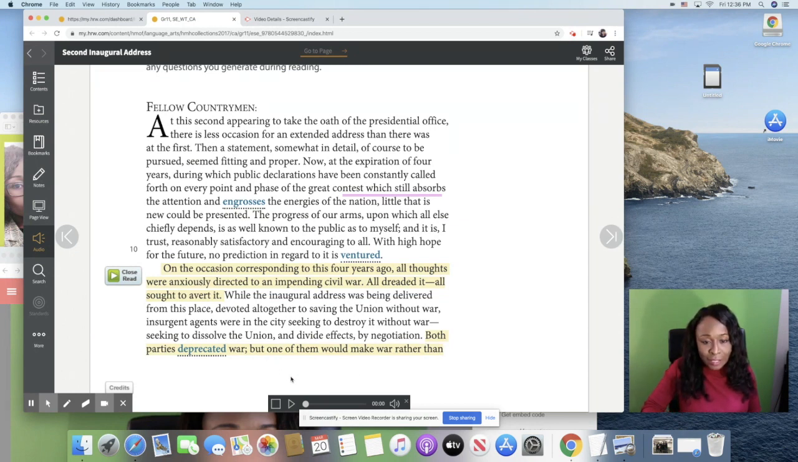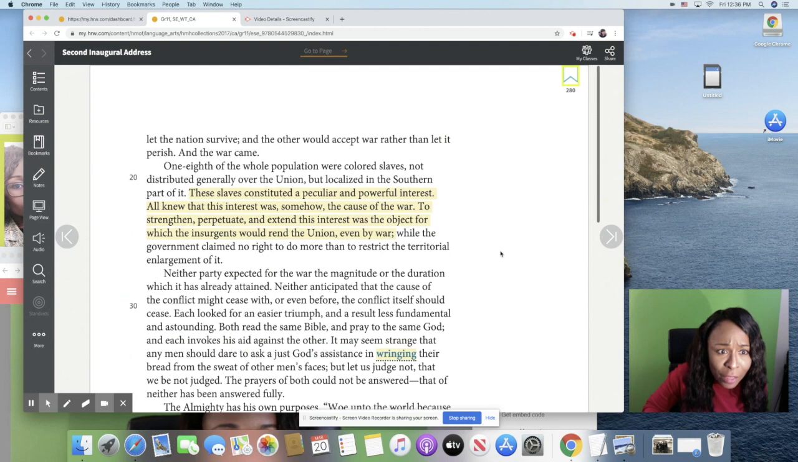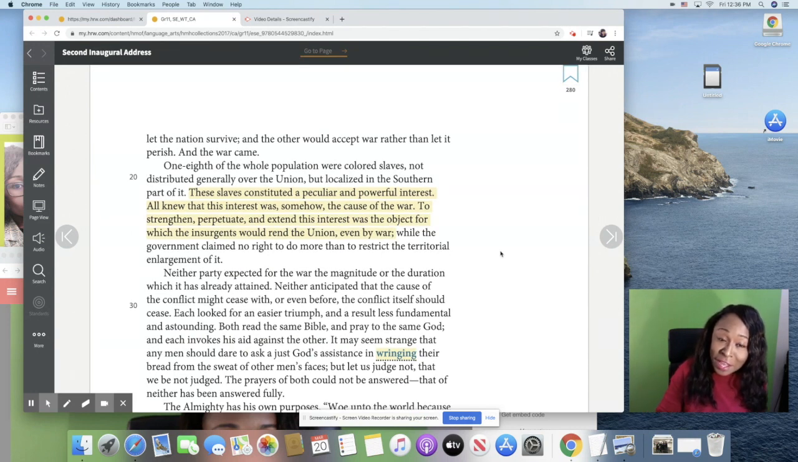So if you look at this last line here, he says, but one of them will make war rather than let the nation survive. And then he says, and the other would accept war rather than let it perish. So what you need to know is who was the one that actually made the war, and then who was the one that accepted the war. So what are your choices? Well, your choices are the North and the South, because there are only two ways that the country was divided.